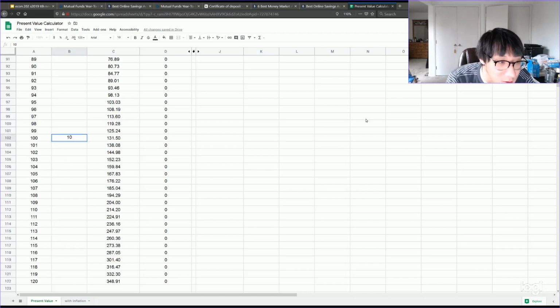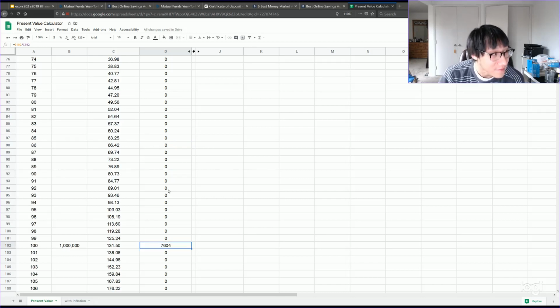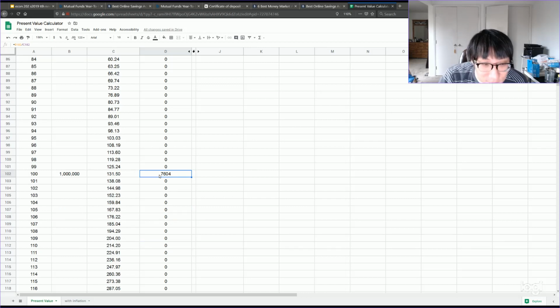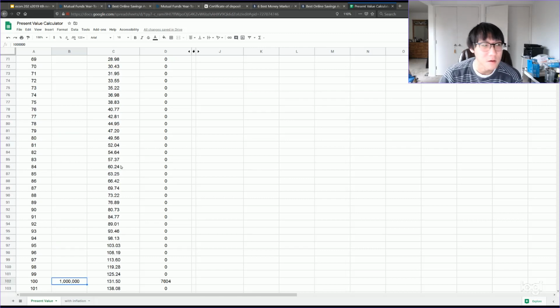Let me type in $1 million, so that's 6 zeros. And you can see that the present value of $1 million 100 years in the future is only a little bit over $7,600 today. What that means is if you were to receive $7,604 today and you invested that money for 100 years, then you would get $1 million in 100 years. I hope that calculation makes sense to everybody. We'll talk a little bit more about this in the next video.